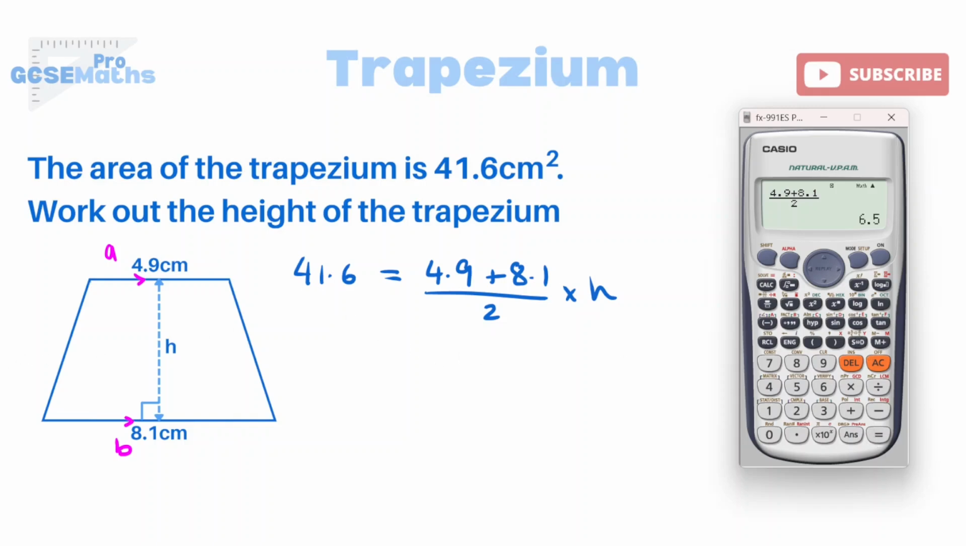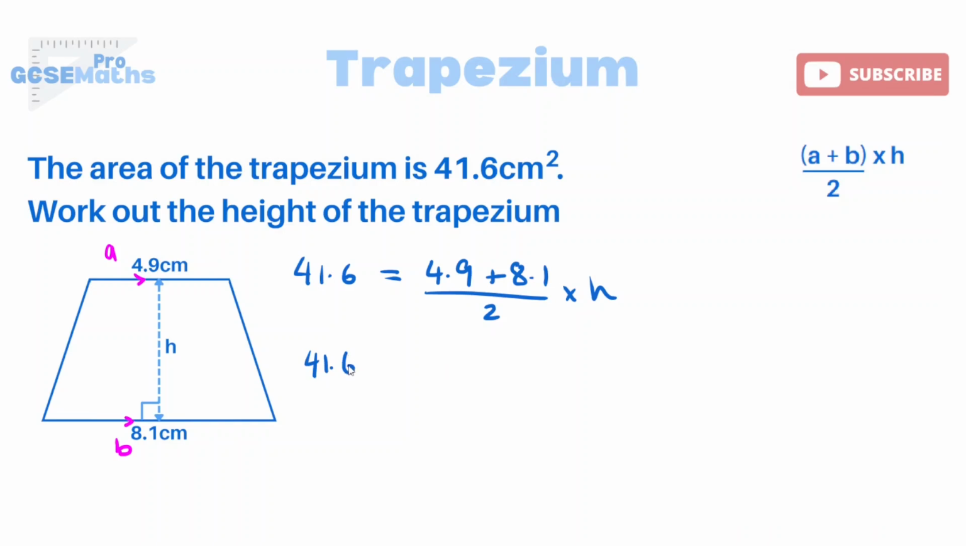So I'm actually going to rewrite this. We get 41.6 equals 6.5h. Now, hopefully that's a bit clearer. Sometimes the number here, if you put it in the calculator, might be loads of decimals and it's probably not worth it. It might be better to leave it as a fraction, but in this case, I knew it would be a nicer number. So if you look at that, that's just a straightforward linear equation.